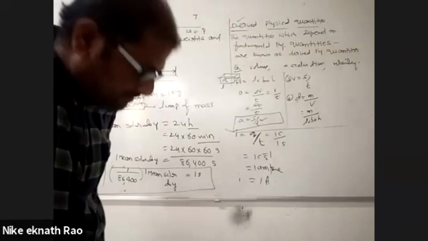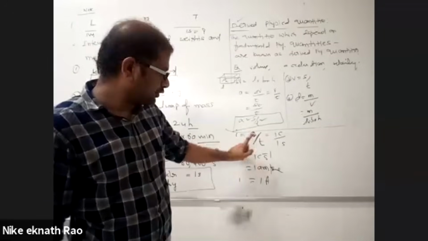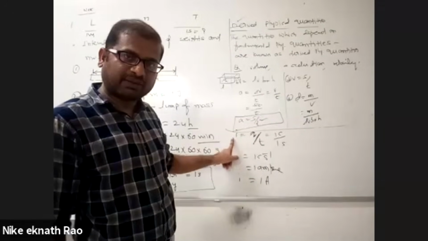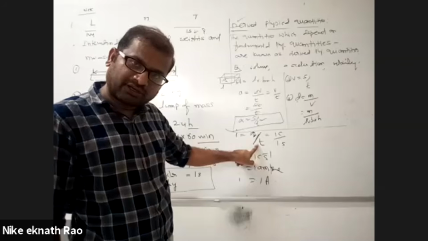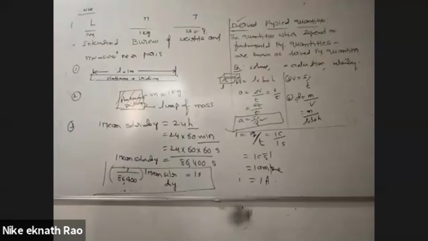Thank you all, sir. I have a doubt. Yes, please. Sir, is charge a derived quantity? Current is fundamental, no. I is equal to Q by T, so Q is equal to I into T. I is fundamental and time is also fundamental. So charge is a derived quantity. You are right. Thank you, sir.